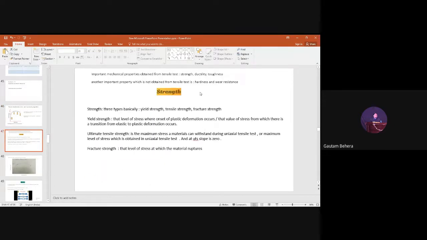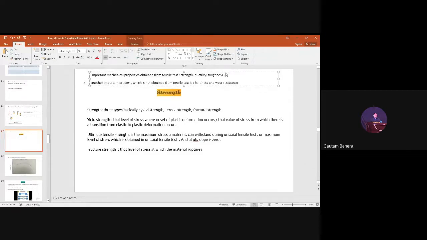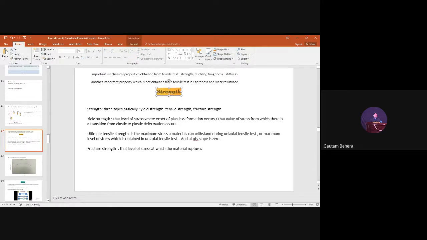Now, as you know, important mechanical properties often obtained from tensile test: strength, ductility, and toughness, and stiffness also. And another important property which is not obtained from tensile test is hardness and wear resistance. These are also good mechanical properties which should be memorized. Hardness and wear resistance. Okay, so you can see strength.